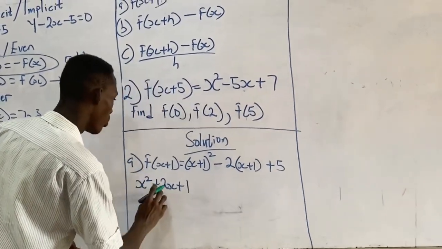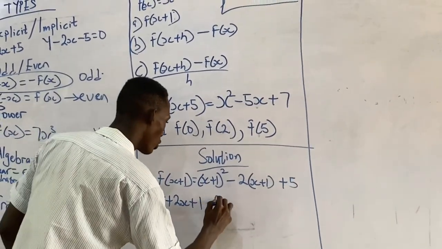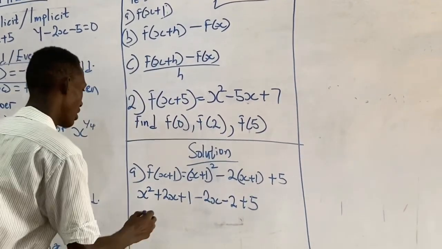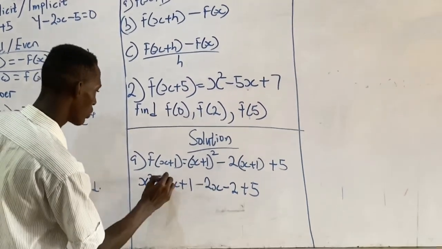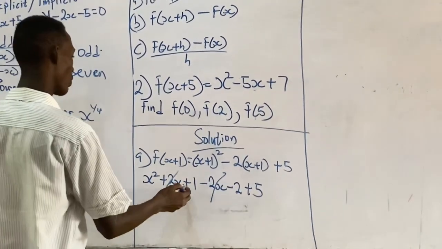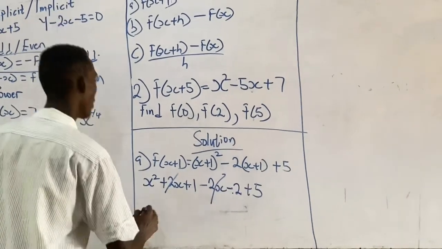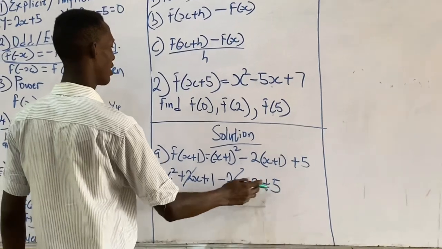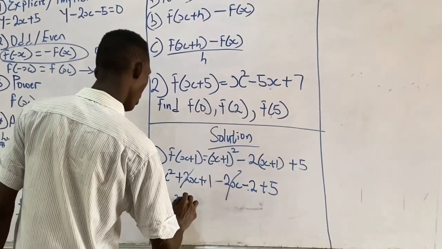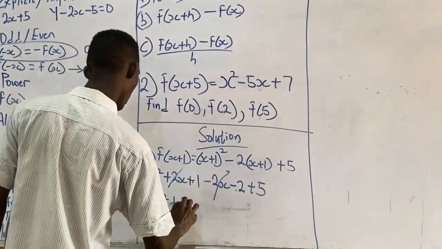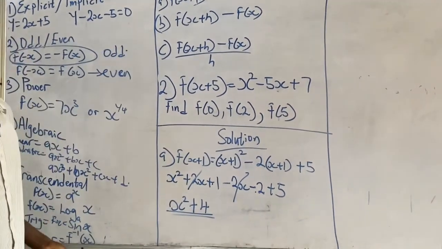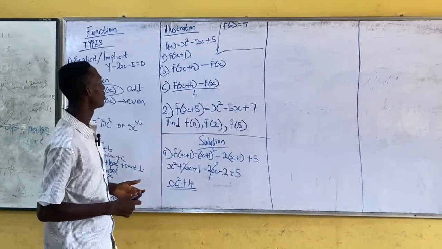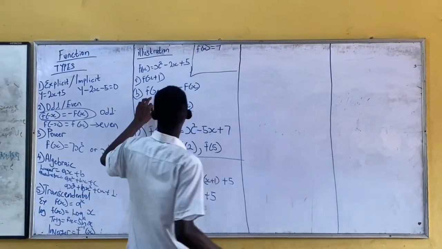This is x square plus 2x plus 1. If you expand this, then minus 2x minus 2 plus what? 5. Then you rearrange. This 2x will cancel this 2x. So you are left with plus 1 minus 2 plus 5. So this gives us what? X square. 1 plus 5 is 6. 6 minus 2 is what? 4. Plus 4. This is our final answer for this, without wasting much of our time. Now, for the second one, you have the function of what?